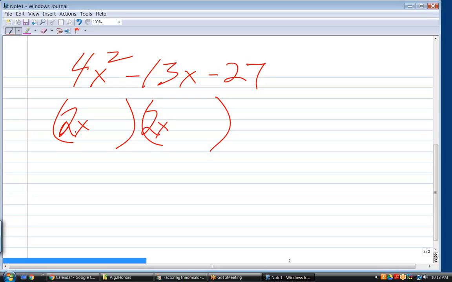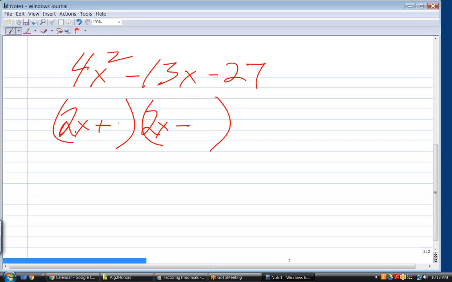What are the signs? Minus? Signs have to be opposite. That's all you know. You cannot produce a negative 27 as a constant unless your signs are opposite. Okay. But because they're both 2x, it doesn't matter which is which right now. So just put a minus on the first one. Well, I can do it either way.